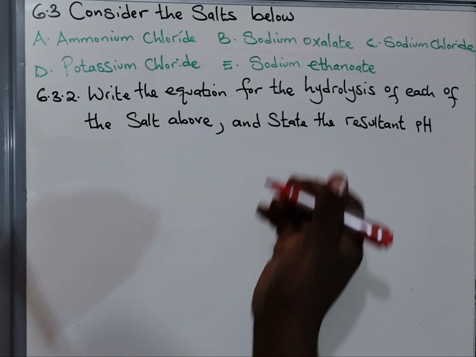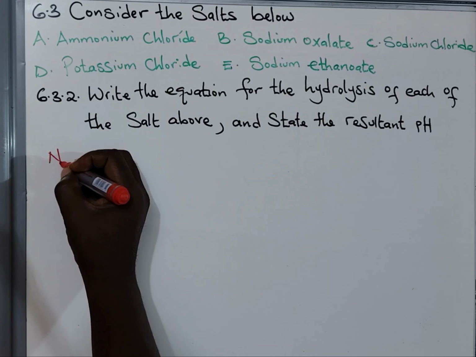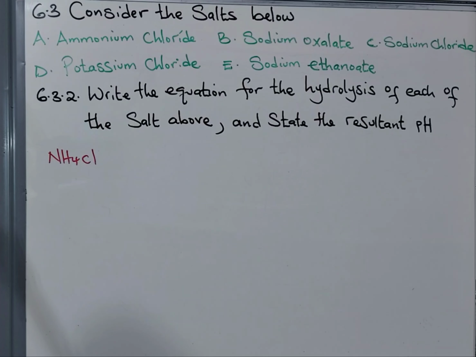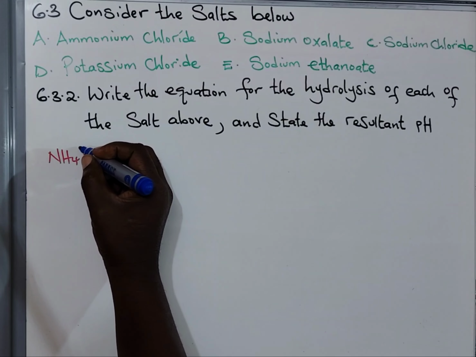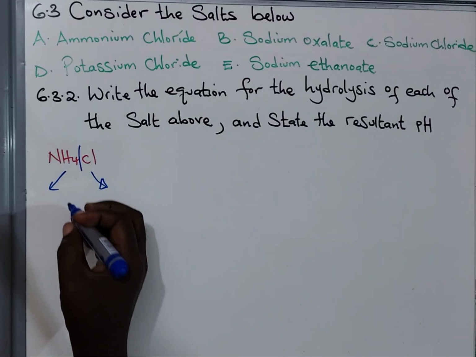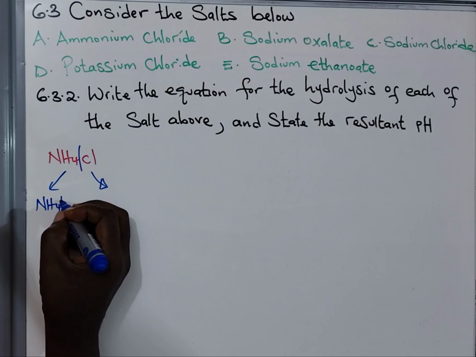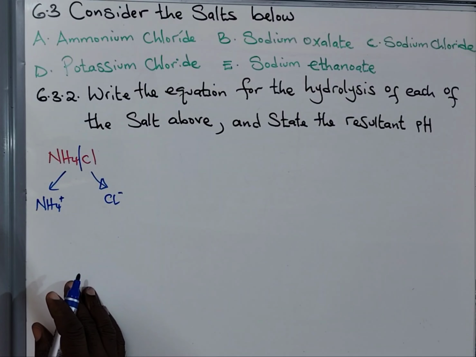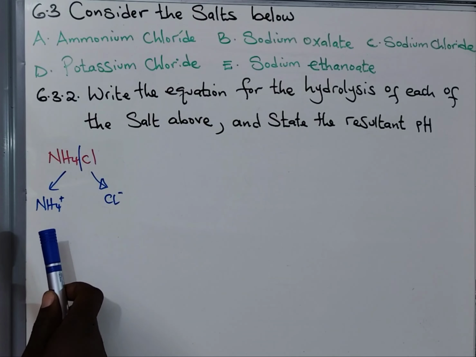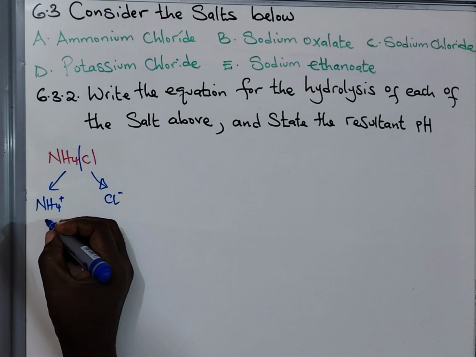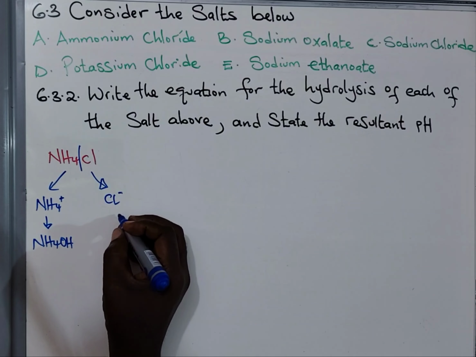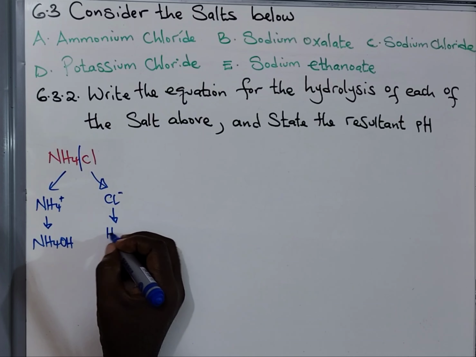The first one we are having is ammonium chloride. Hydrolysis is handled stepwise. The first step here is to separate this compound into its ions. So here we are having the ammonium ion and the chloride ion. The ammonium ion comes from what? It comes from ammonium hydroxide. And the chloride ion comes from what? It comes from hydrochloric acid.